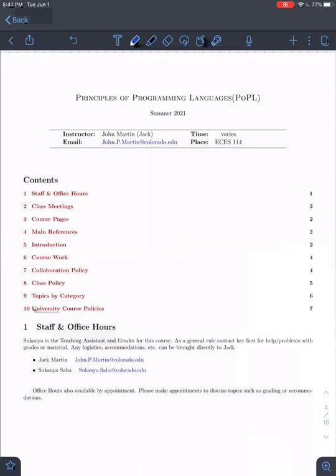My name's Jack. I said that earlier. Don't call me John. That's my dad's name. You can still email me at john.p.martin@colorado.edu, but please don't email me. My email's there mostly for you guys to schedule office hours outside of the normal time. We'll talk about that in a minute. But for most of your course-related questions, you're going to post on Piazza, and Sakanya and I will be able to answer.